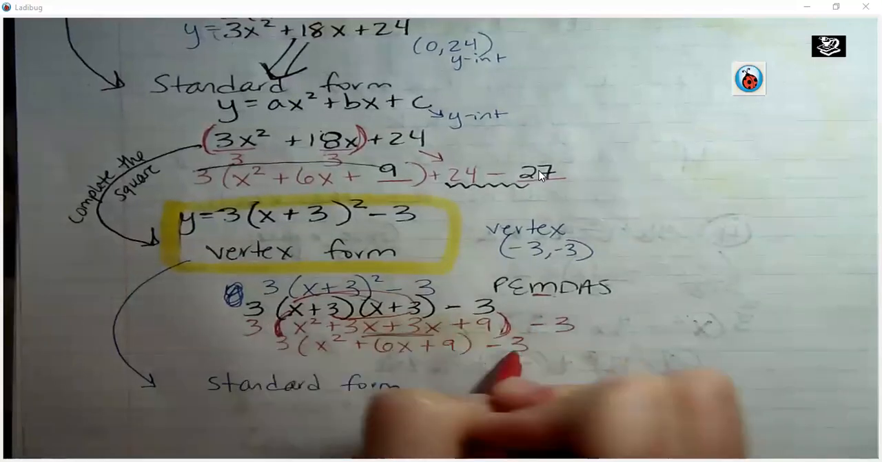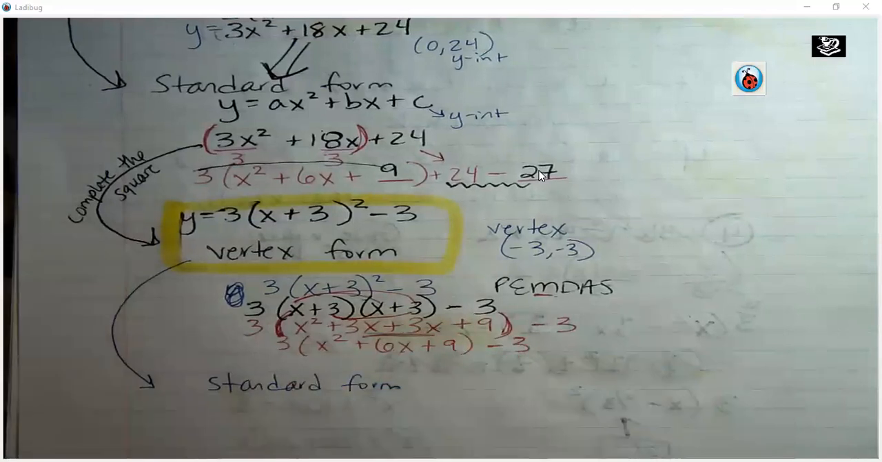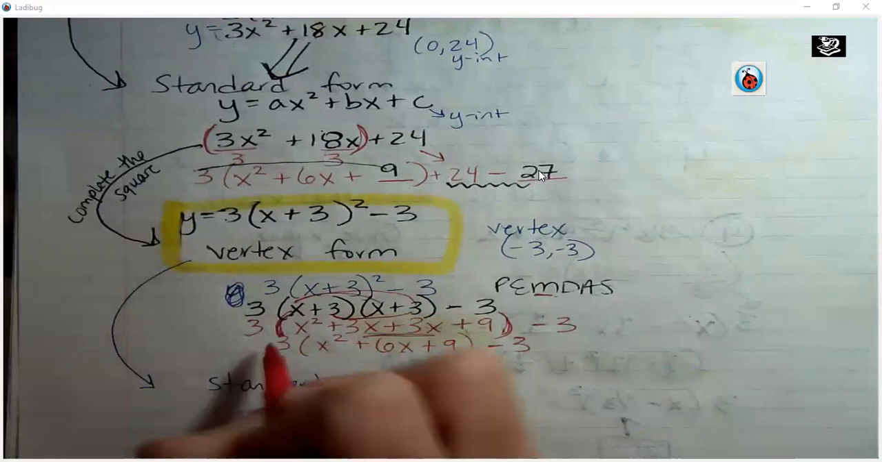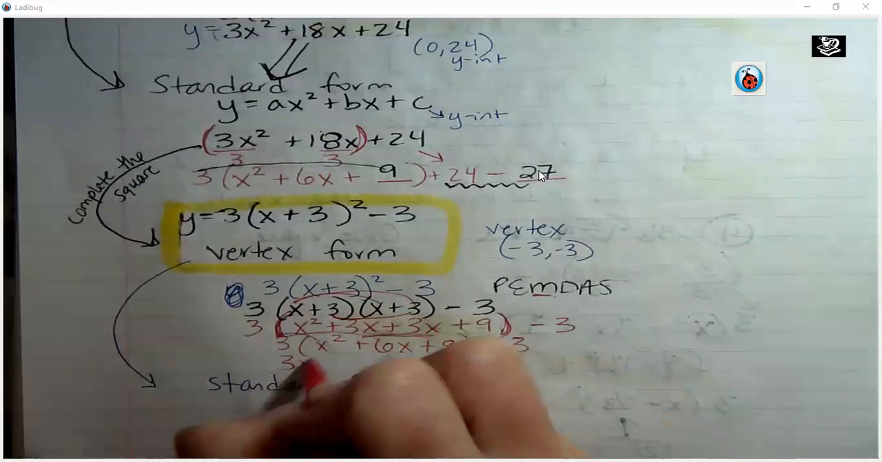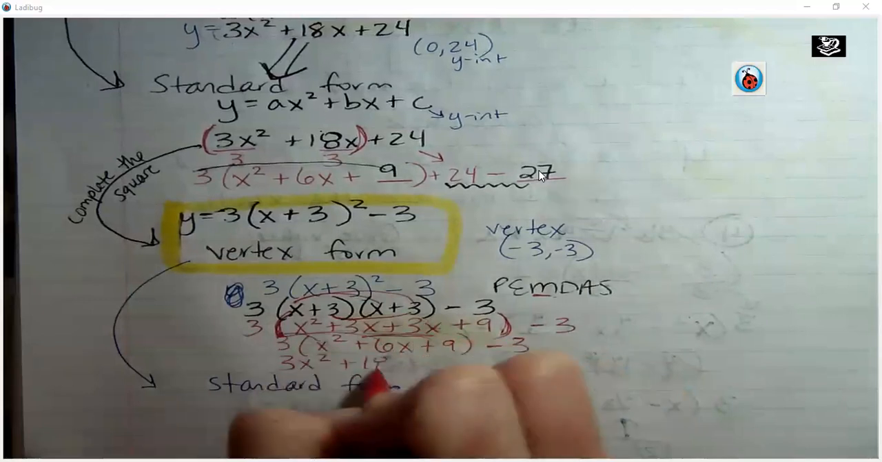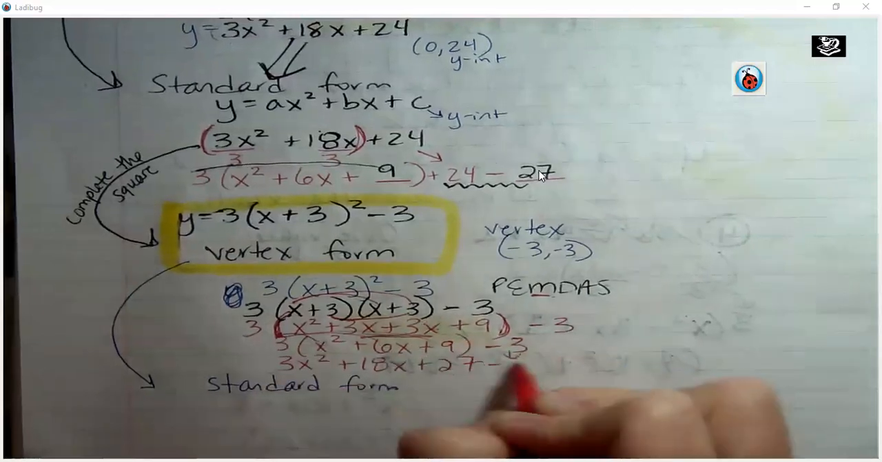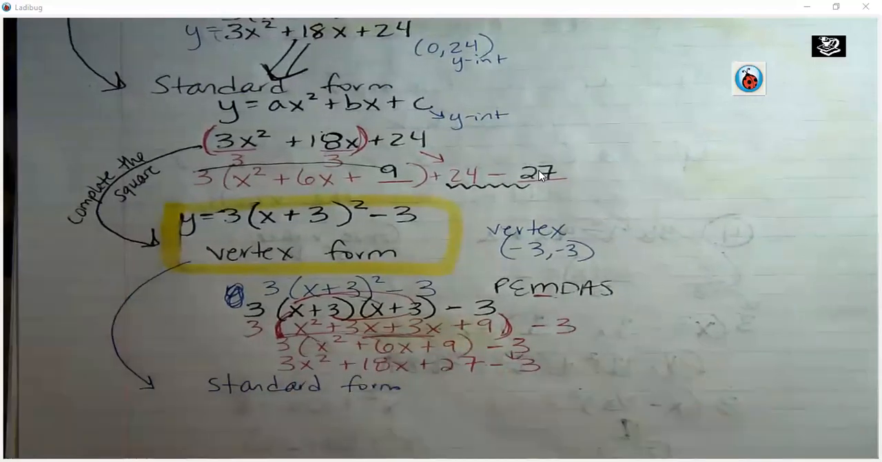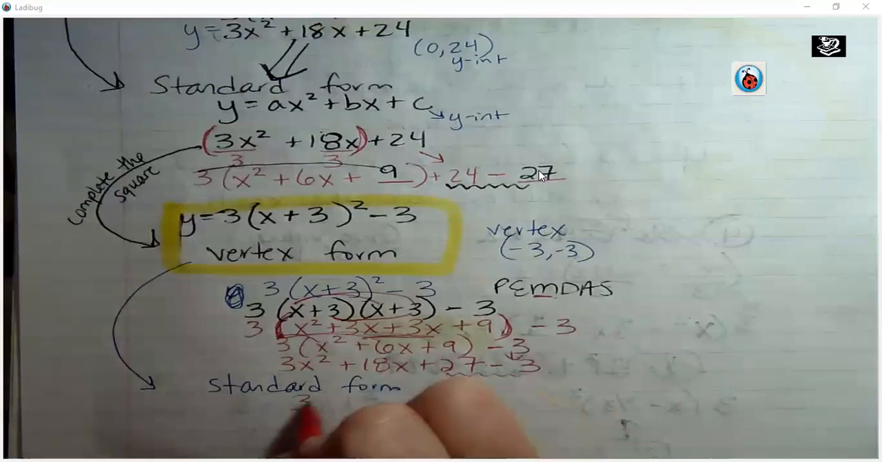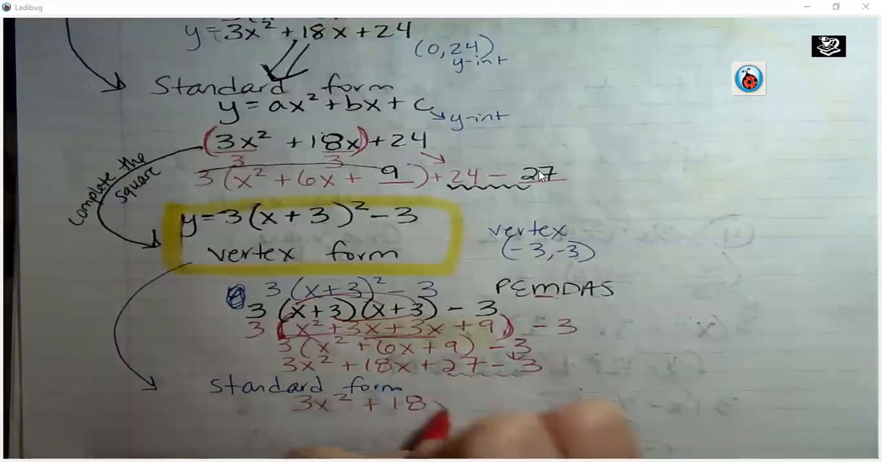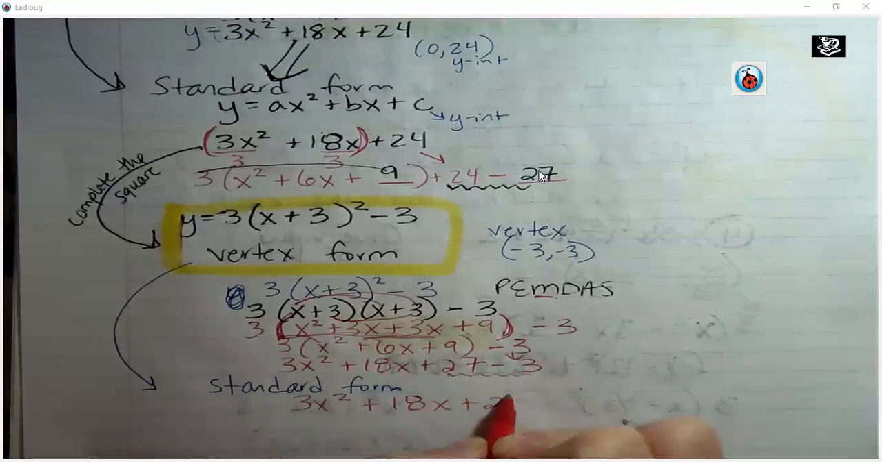What do you think I do next? Distribute the 3. Good. So I get 3x squared plus 18x plus 27, and I'm going to drop down this minus 3. One more step to do. Anybody? Combine like terms. Good. So here are your like terms right there. So I'm going to get 3x squared plus 18x. 27 minus 3 is 24.